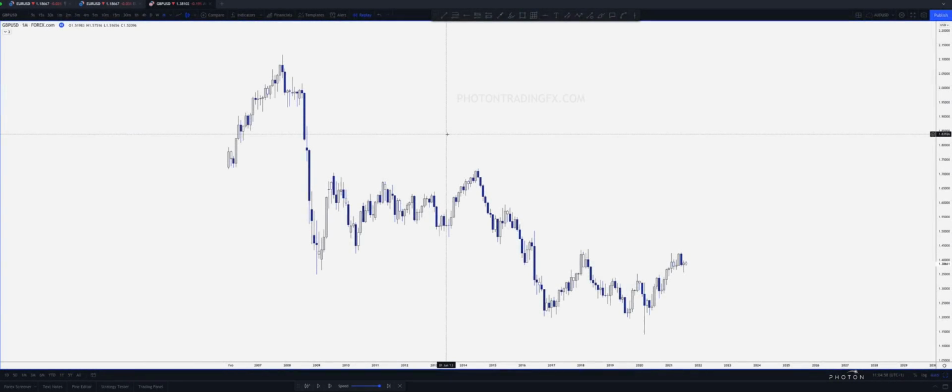All right, so now we're going to do a walkthrough on pound dollar. One thing I just want to preface before we dive into this, as you'll see tons of examples of this, is that pound dollar absolutely loves to sweep liquidity, and it loves to have inducement before it zones, right?